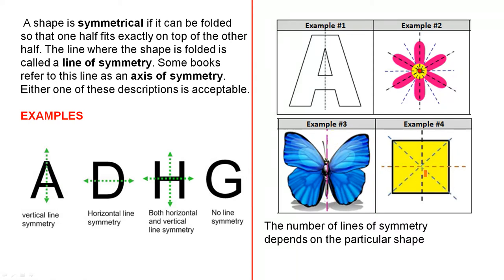And this square here certainly has line symmetry. There are 4 lines of symmetry there. Just assume they go exactly into that dot there, and this square can be folded along any of those lines. So the number of lines of symmetry depends on the particular shape.